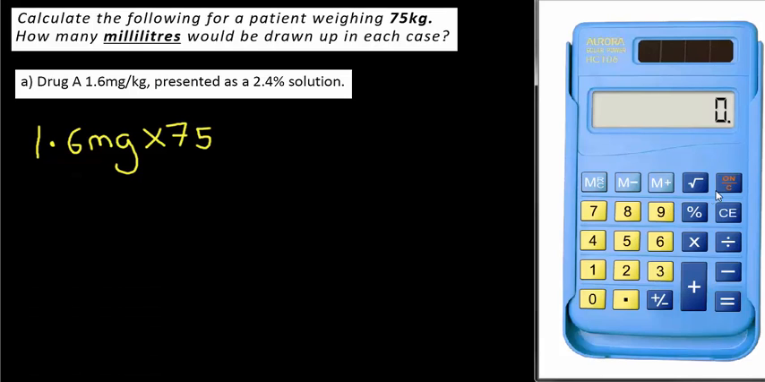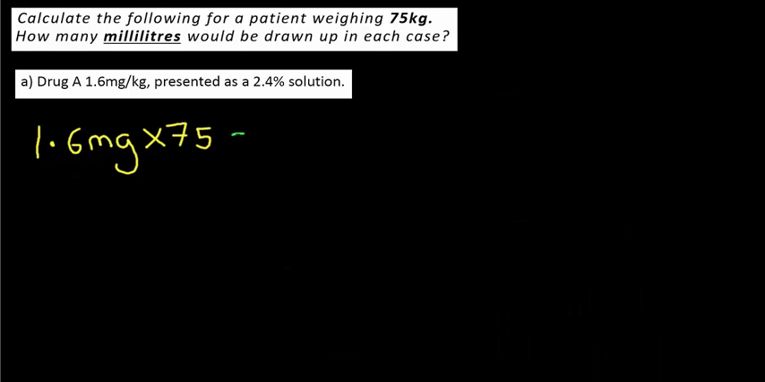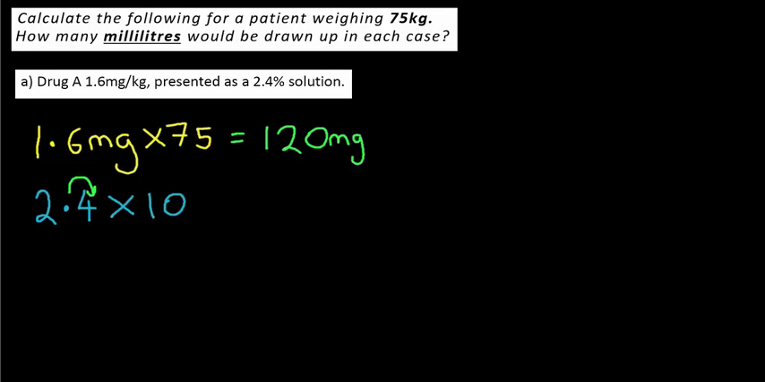So let's call up our calculator, press clear. 1.6 times 75 equals 120. We're going to give the patient 120 milligrams. In addition, we are told that the drug is presented as a 2.4% solution. Now we know from a previous video that to turn this into milligrams per millilitres we simply multiply by 10. And multiplying any number by 10 is the same as moving the decimal one place to the right.